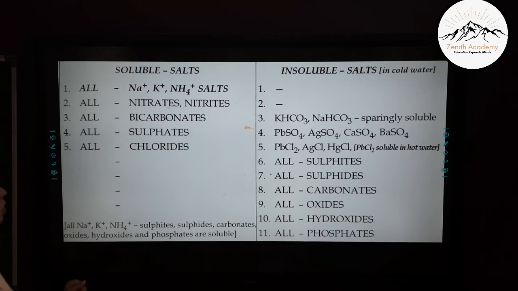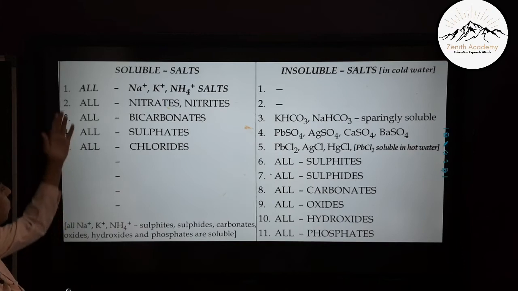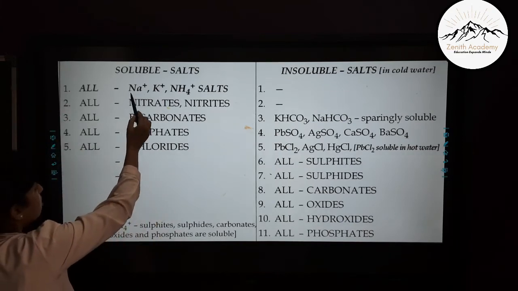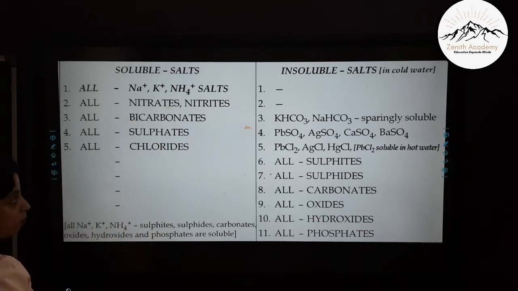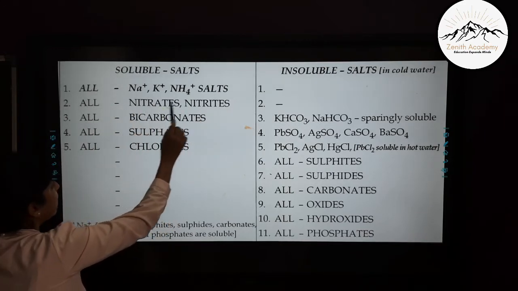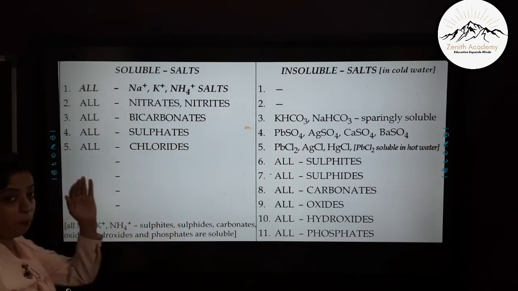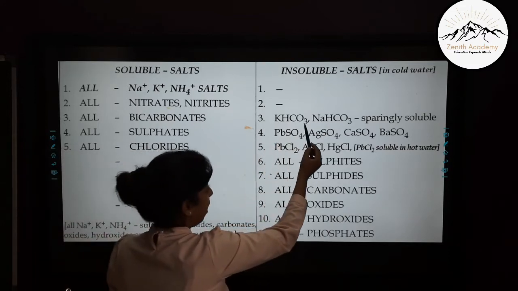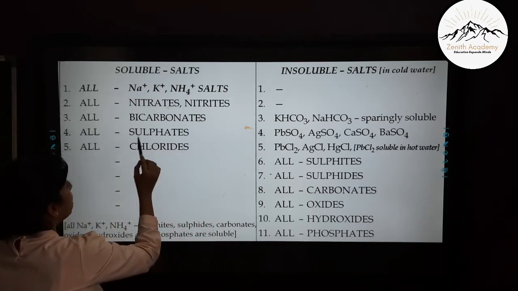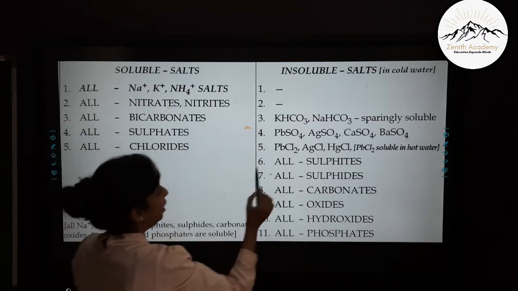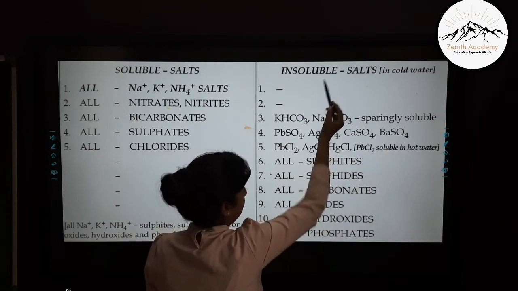So now we should learn which salts are soluble and which are insoluble salts. Okay. So here you can see all the sodium, potassium and ammonium salts are soluble in water. And all the nitrates and nitrites are also soluble. All the bicarbonates are soluble. But here potassium bicarbonate and sodium bicarbonate are sparingly soluble. Now all the sulfates are soluble, but lead sulfate, silver sulfate, calcium sulfate and barium sulfate are insoluble.